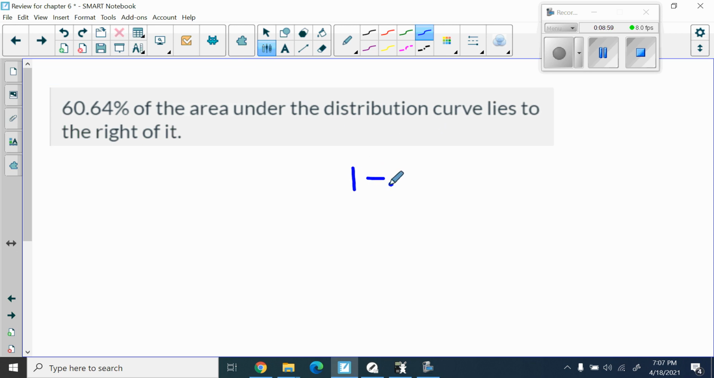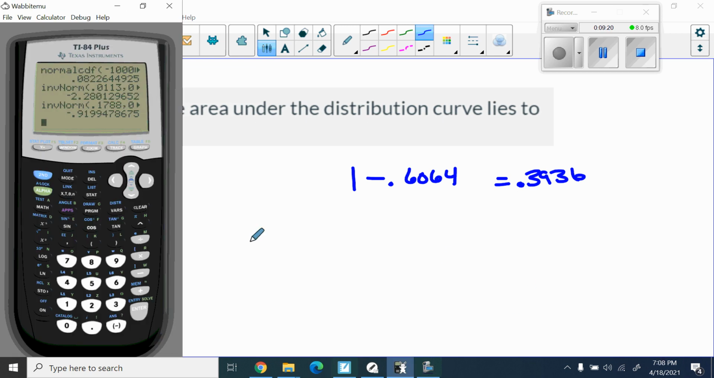So again, one more time, we have area to the right of the curve of the z value. So I'm going to do 1 minus 0.6064, and that's going to give me 0.3936. And then I'm going to enter that into my calculator.